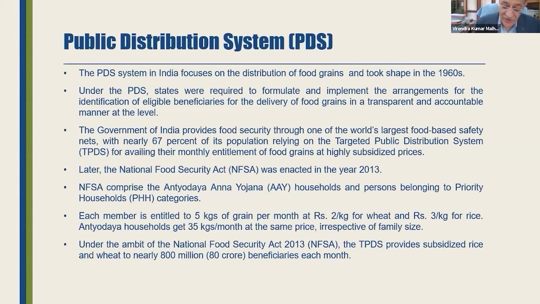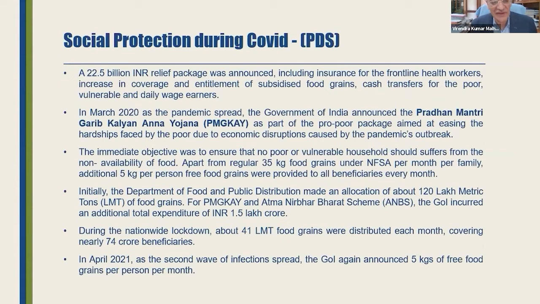Next, please. Social protection during COVID. As far as that is concerned, we'll talk about some of the major measures under that. A 22.5 billion INR relief package was announced, which included insurance for the frontline health workers, increase in coverage and entitlement of subsidized food grains, cash transfers for the poor, vulnerable and daily wage earners.